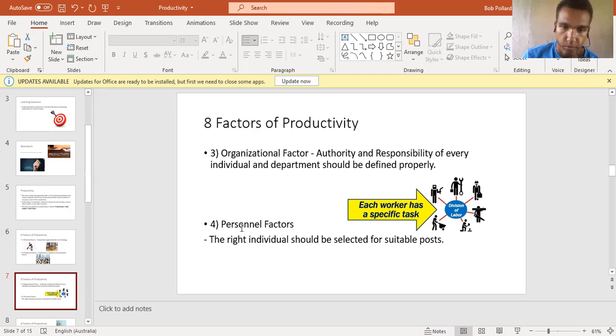The fourth factor, personal factors. The right individuals should be selected for suitable posts, with the rights each worker should have. So productivity of an organization is directly related to personal factors. After selection, they should be given proper training and development. They should be given better working conditions and work environment. They should be properly motivated financially or non-financially with positive incentives.